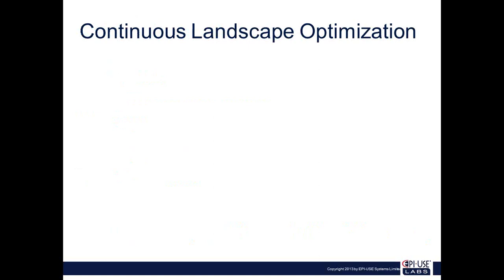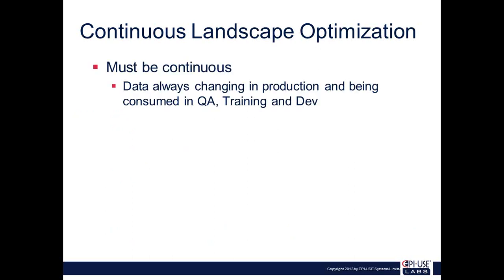Now, to the second part of the strategy, the continuous landscape optimization. So it must be continuous because data is always changing in production, and it's always being consumed in QA and in training and dev. And what I mean by consumed is that transactional data, for example, once you have a sales order, you create the sales order and then you do a delivery. Okay? From a delivery, you do the goods issue, the picking, the goods issue, and then you create an invoice. You can't reuse that sales order. It's already been used as part of a process. Okay, so that's what I mean by consumption.